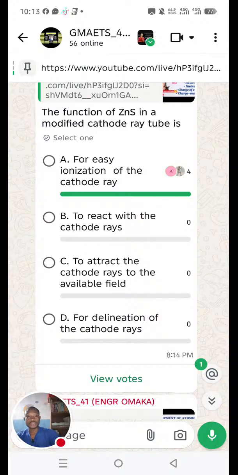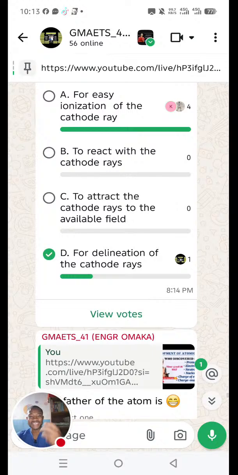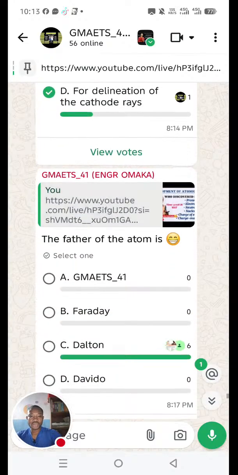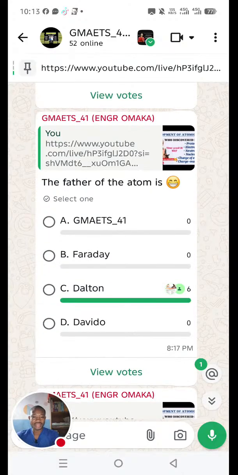That's the correct option. The function of zinc sulfide is to help us easily delineate, to see, to observe, to behold that yes, there are rays actually in that tube. So those rays are captured, all right? They form bright spots on the zinc sulfide. That is why we use that zinc sulfide there.